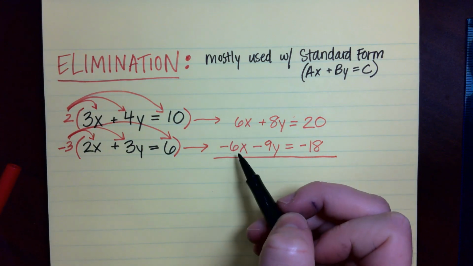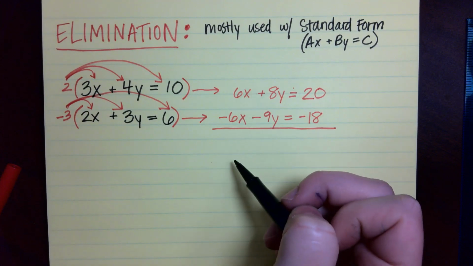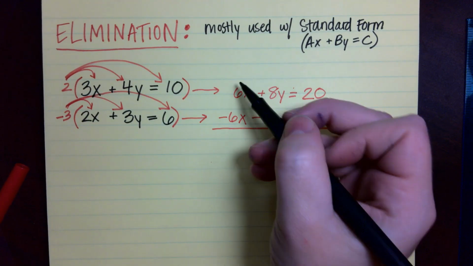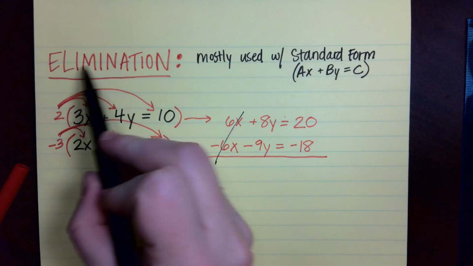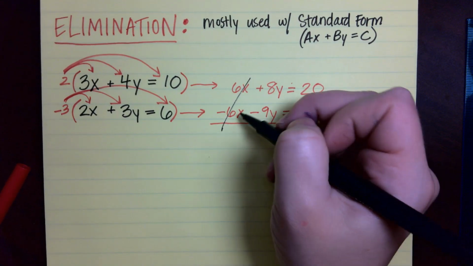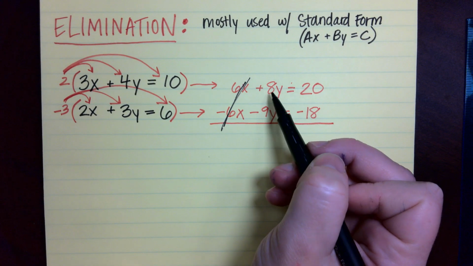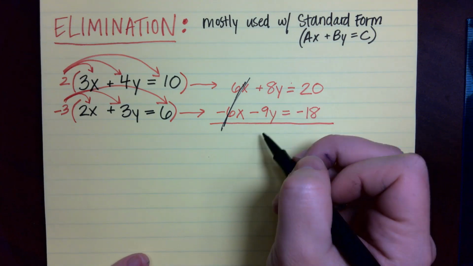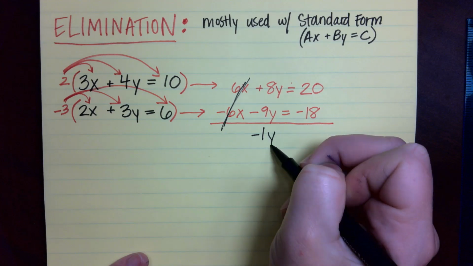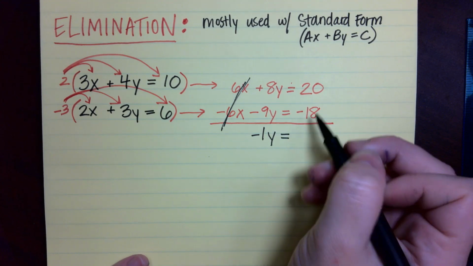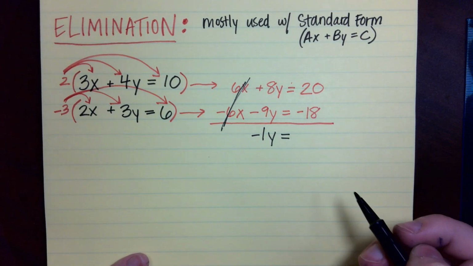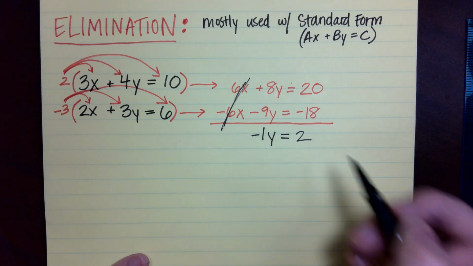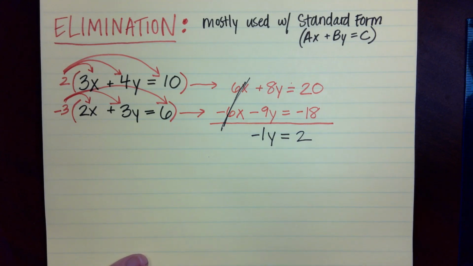6x minus 6x, what happens? What's that going to become? It's going to eliminate itself. It cancels. This is where the elimination happens. So no more x's. What is 8y minus 9y? Yeah, negative 1y. I'll bring down my equals. 20 minus 18? 2. And now I need to solve for y.